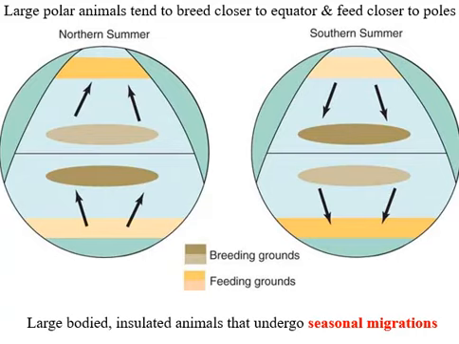And if you look at the south, then you see the opposite cycle, where the northern summer is the southern winter, and the southern summer is the northern winter. So they move in opposite directions, but towards the poles and towards the equator.